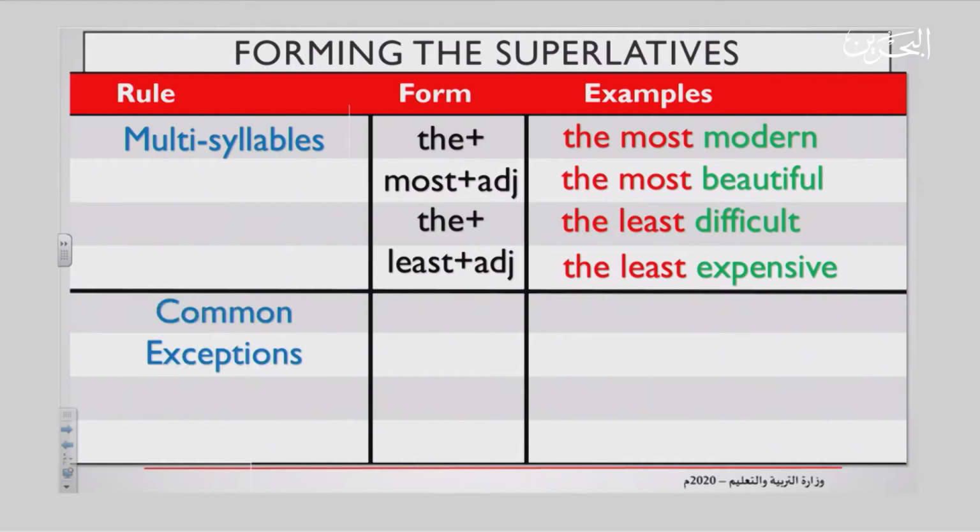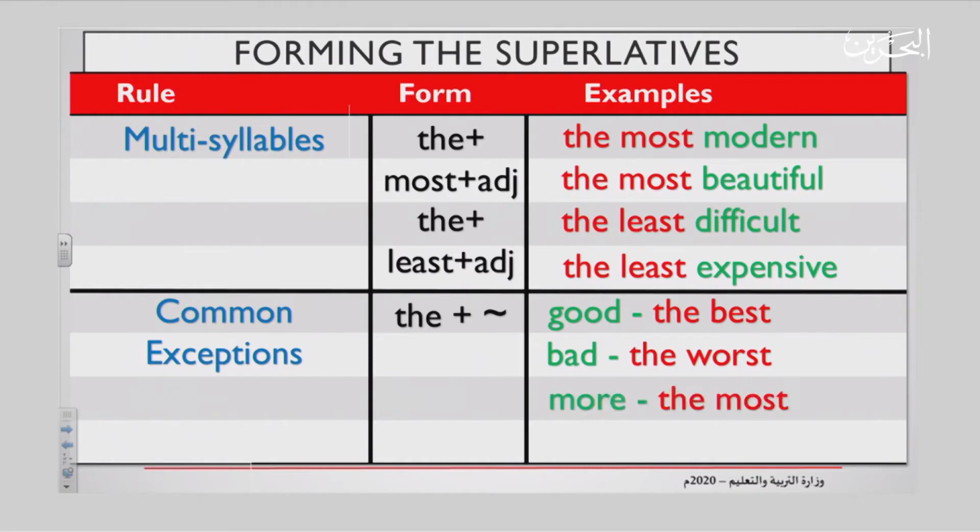Now, the last rule is common exceptions. You write the, then there is no rule to it. Let's take a look. You say good. Good is an adjective where the superlative changes the whole word. For example, the best. Best is the superlative of good. Bad, you say the worst. More, you say the most. Little, you say the least.